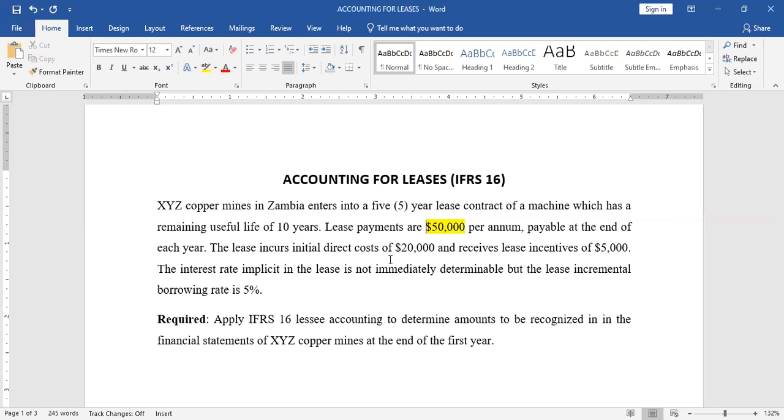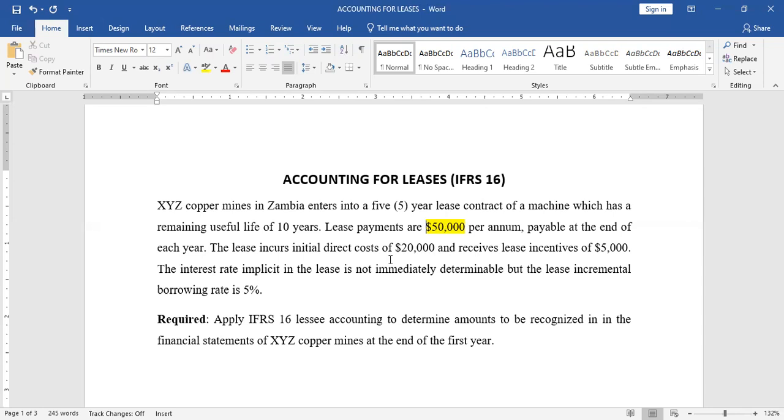There are two types of leases. In another video, I will indicate if payment is happening in advance, how it should be accounted for. The lease incurs initial direct cost of 20,000 and receives lease incentives of 5,000. Meaning at the point of entering into the lease contract, there was an initial direct cost of 20,000. This will be attributable to the lease itself, and also the lessee received a lease incentive of $5,000.